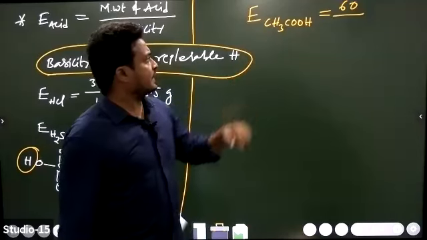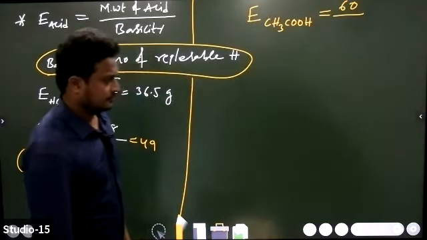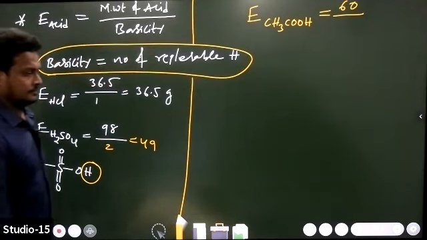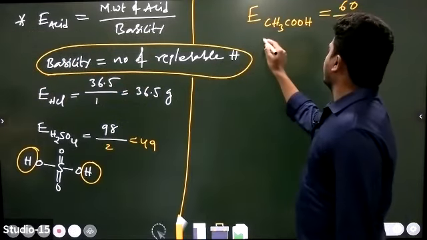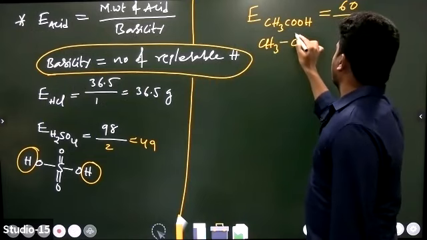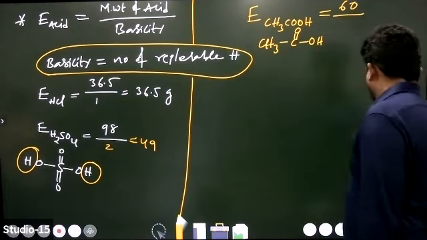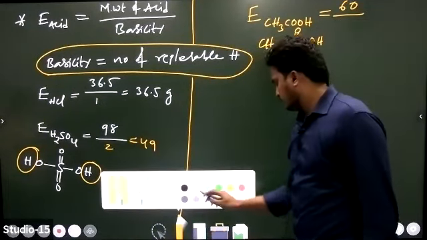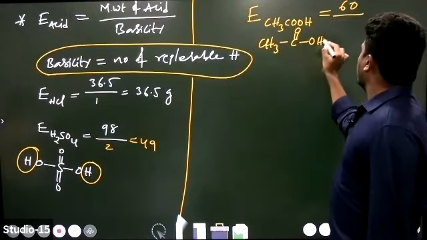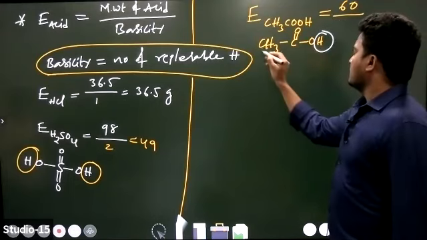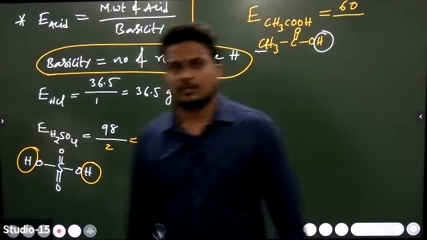Calculate the equivalent weight of acetic acid. How many hydrogens are replaceable here? Actually, the structure of acetic acid is CH3, C double bond O, OH. Now, we discussed which type of hydrogens are replaceable: hydrogens which are directly attached to a more electronegative atom. See here, we have two atoms, carbon and oxygen. Which one is more electronegative?